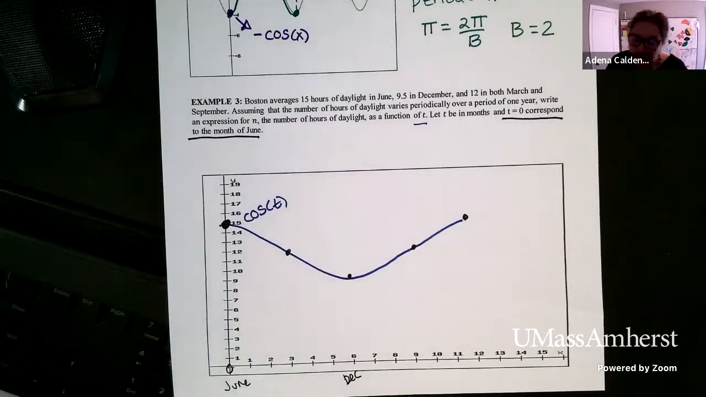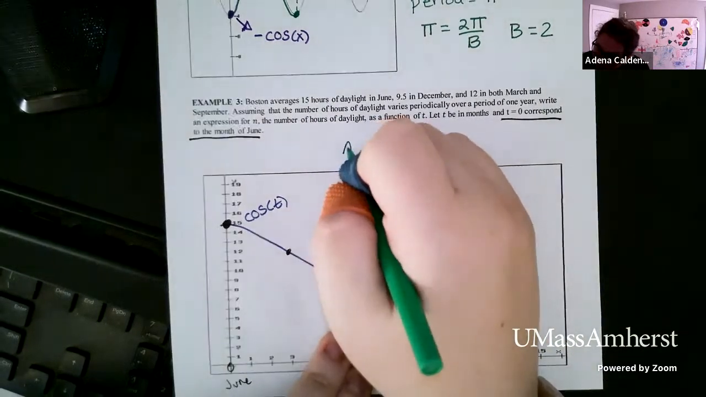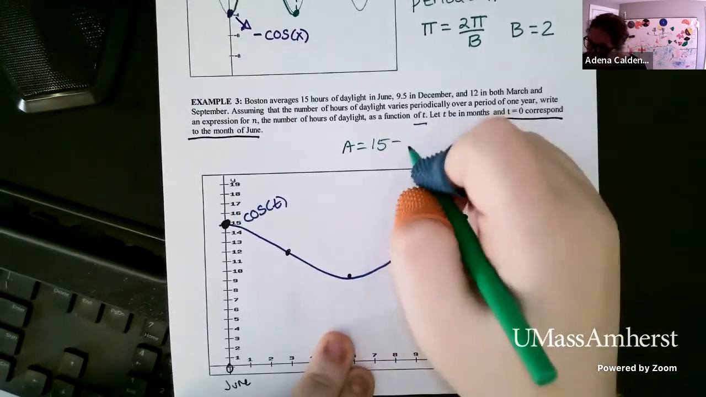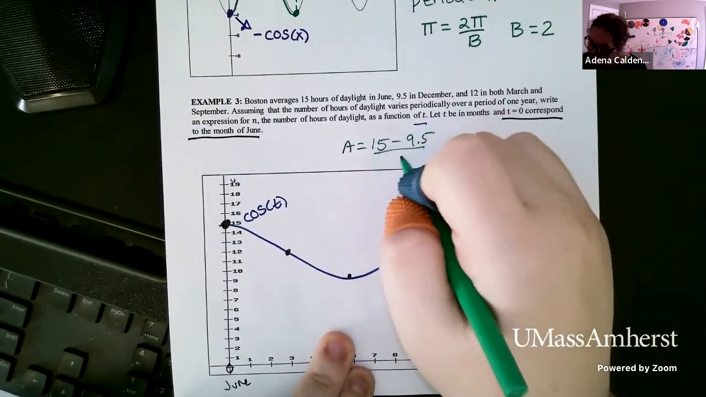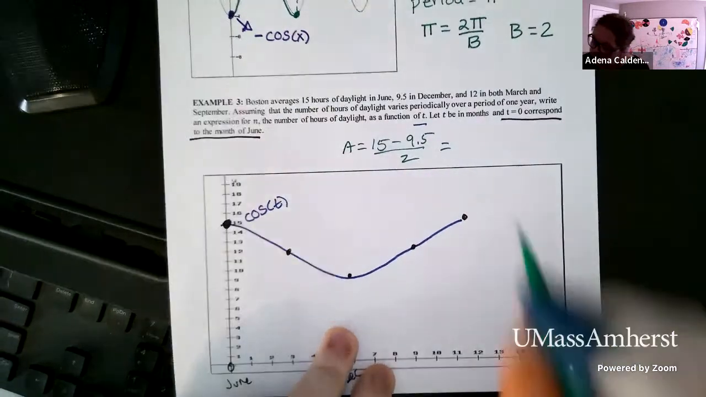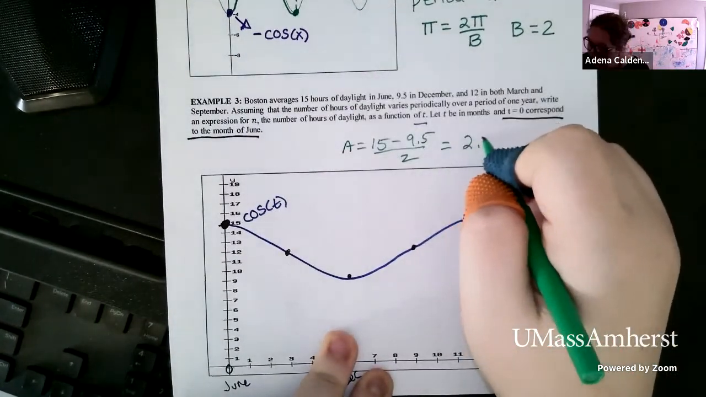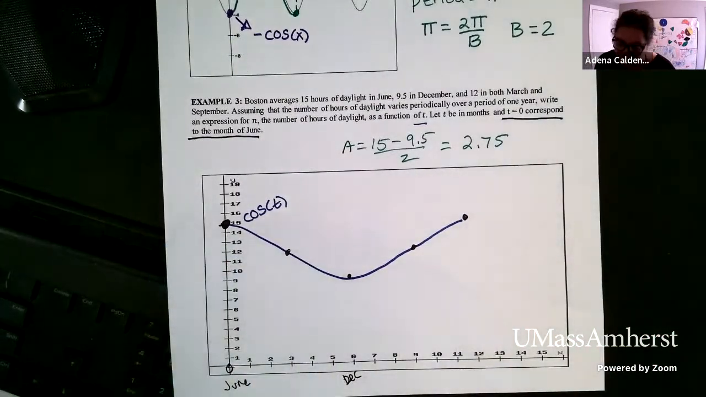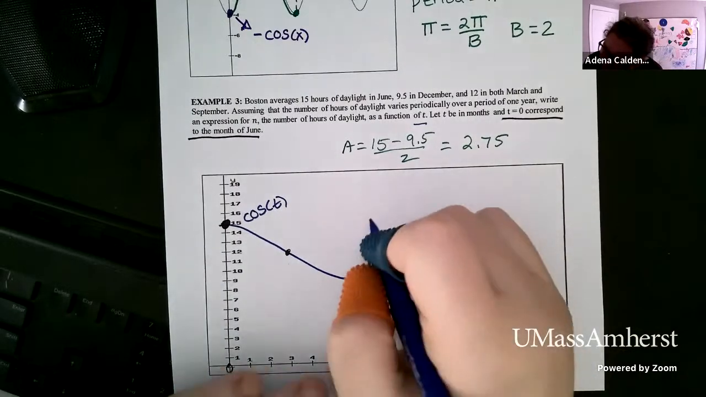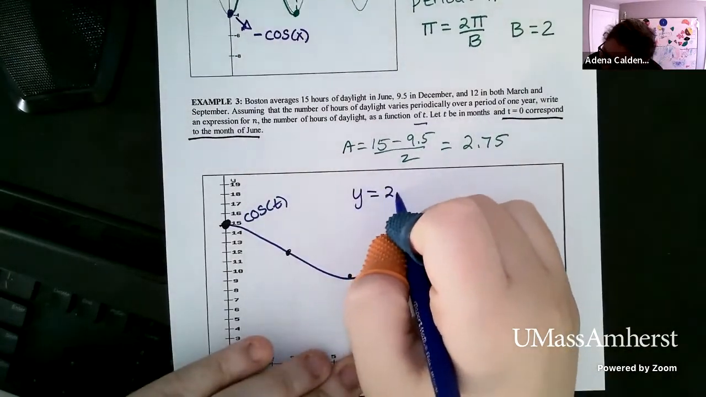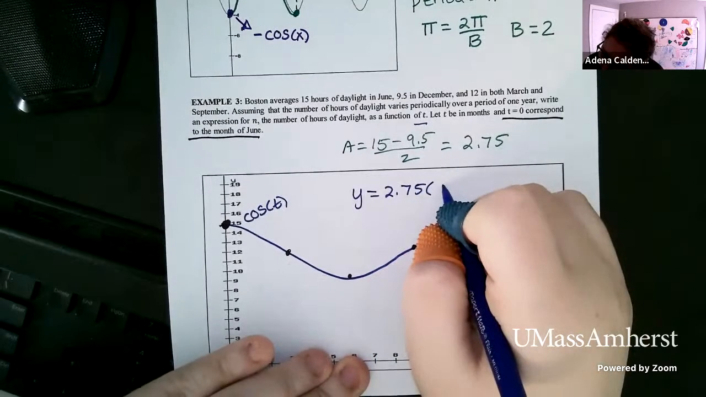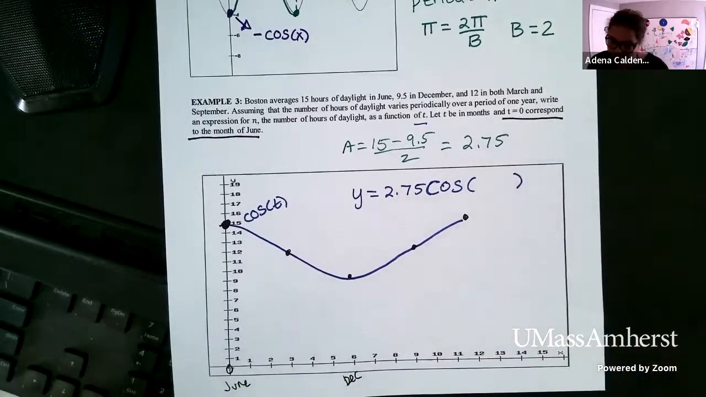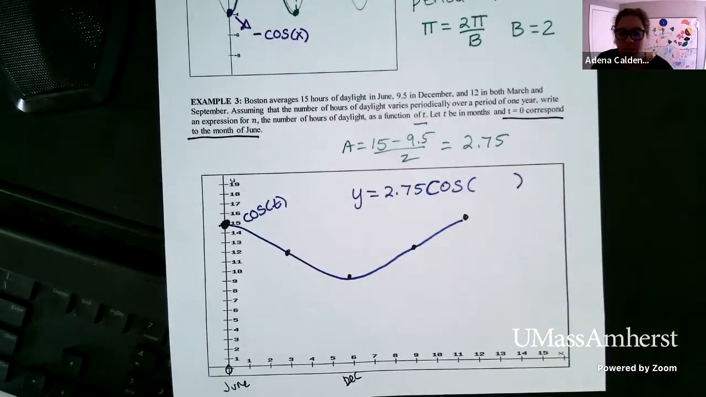Okay, now what else do I need? I need the amplitude. So the amplitude is the maximum value, which is 15, minus the minimum value, which was 9.5, divided by 2. That's going to give me 2.75. Since I started at a maximum, that was positive cosine. So far I have 2.75 times cosine of something, right? So I have my amplitude, I know it's cosine.